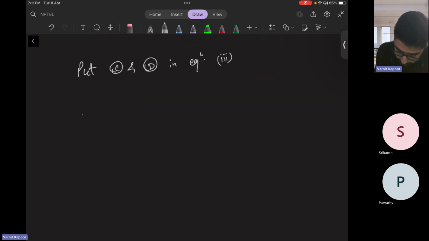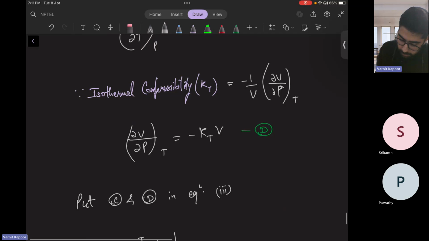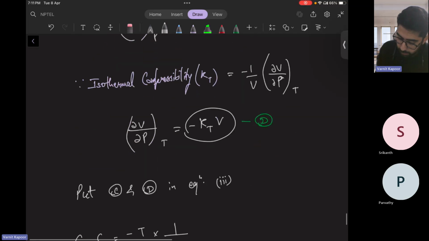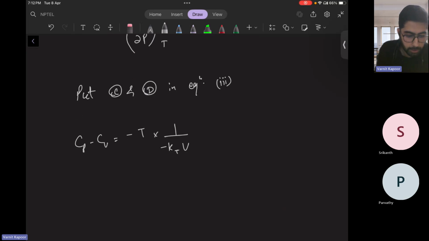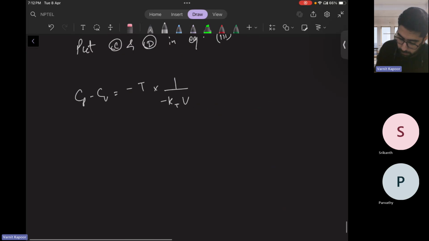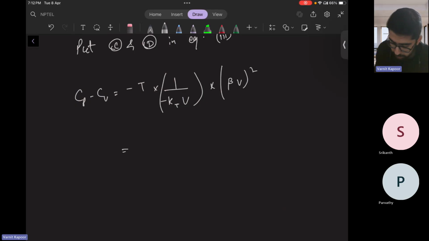Okay, so you will get Cp minus Cv is nothing but minus T times ∂P/∂V, which is minus 1 by kT into V, since ∂V by ∂P, just take an inverse, is minus 1 by kT into V. And ∂V by ∂T is beta into V. Final relation comes out to be minus T, minus and minus become positive. Okay.